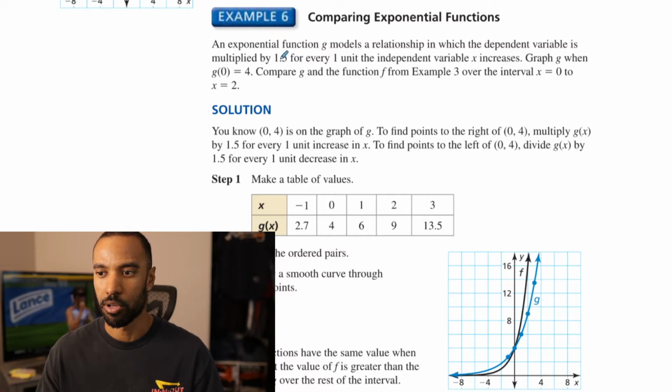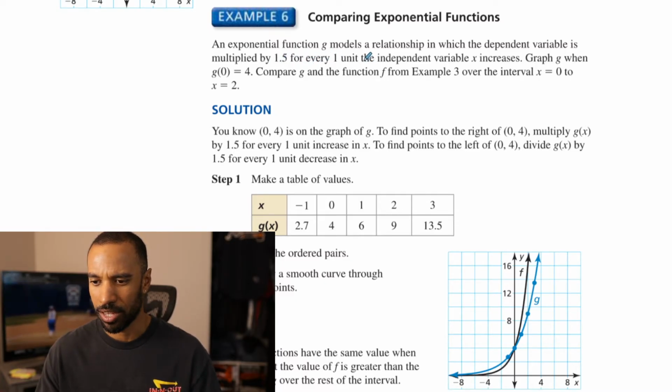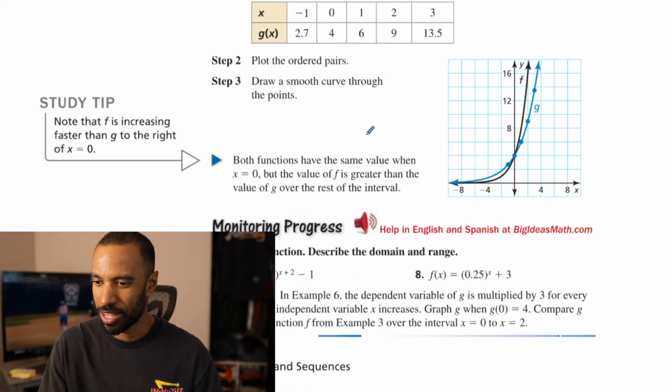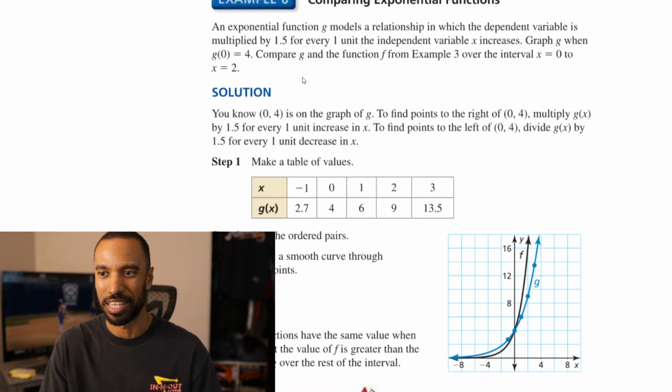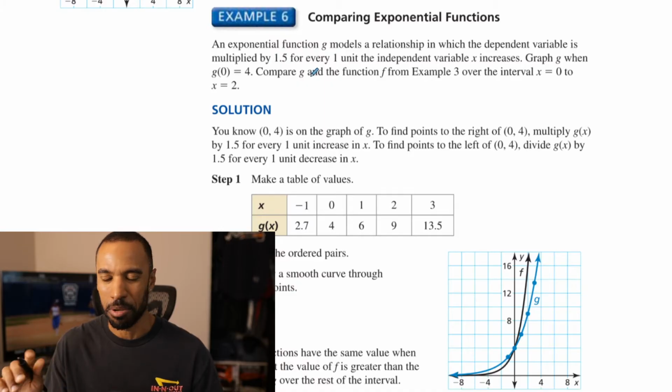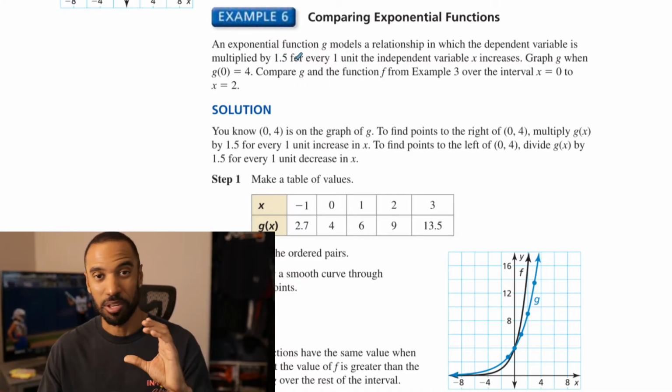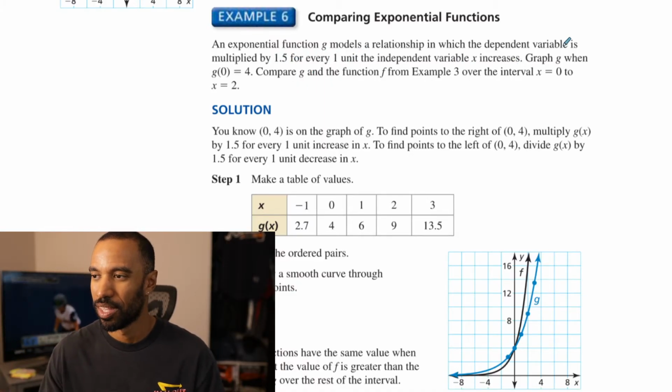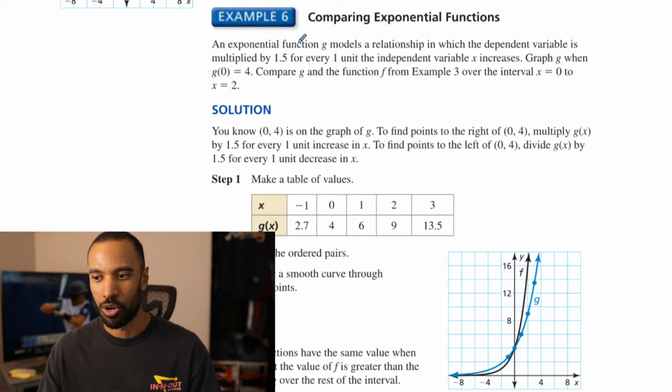They're saying if something multiplies by 1.5 each time, we're going to make, let's see, do they let us make the equation? Okay, they don't seem to let us make the equation. Maybe I have to get into that in a bit. But that's going to be the base of your exponential function. It says graph g when g of 0 equals 4.